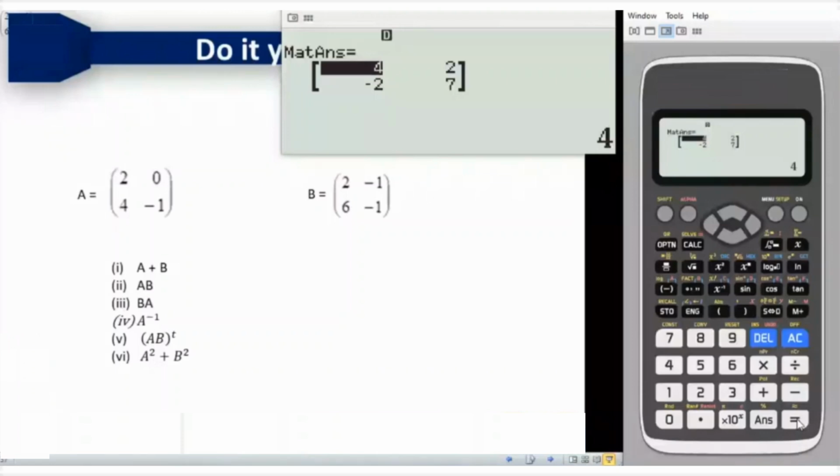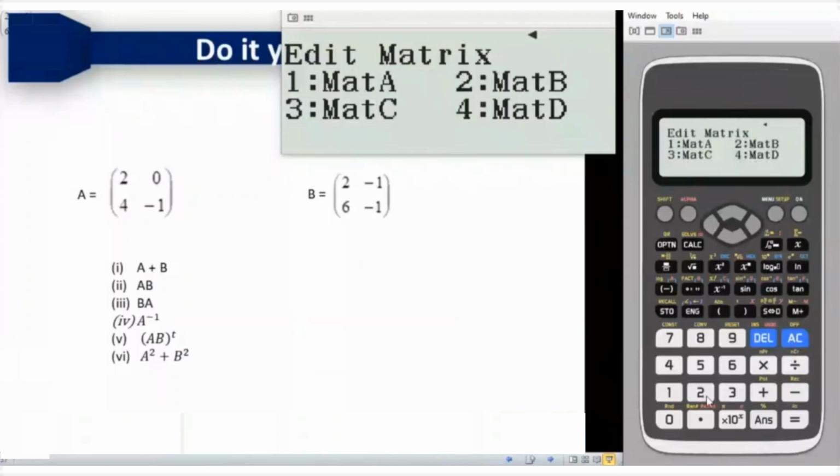All right, if someone has inserted a matrix incorrectly, you don't need to do everything all over again. All you need to do is go to option, and press 2. It will give you the option to edit your matrix. So if you want to edit matrix A, you will press 1 and you will tally whether it is the same matrix as on the screen.